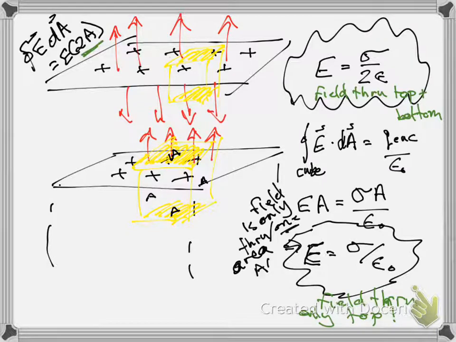Okay, I've annotated these pictures just a little more, but hopefully you can see the difference: the electric field of the plane goes through two surfaces of that cube, and the electric field of the conducting cube only goes through one surface. So we're going to have a different electric field outside the conducting cube than the plane of charge.